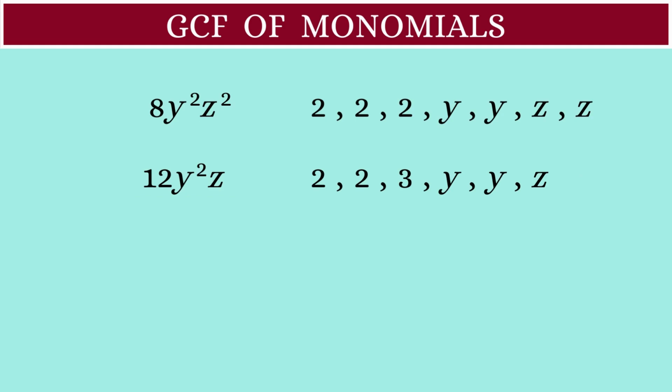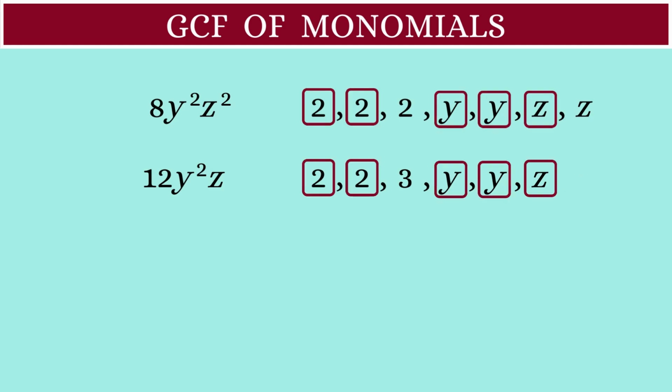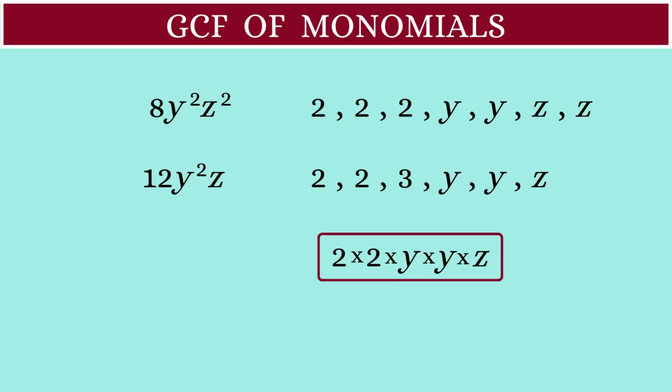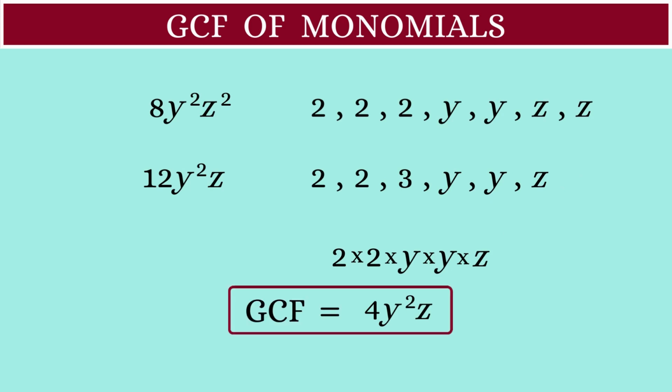Next, let's mark the common factors. Then find out the product of these common factors. 2 into 2 into y into y into z, which is 4y square z. This is the HCF of the two given monomials.